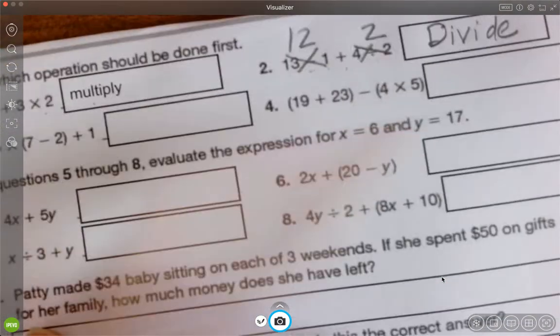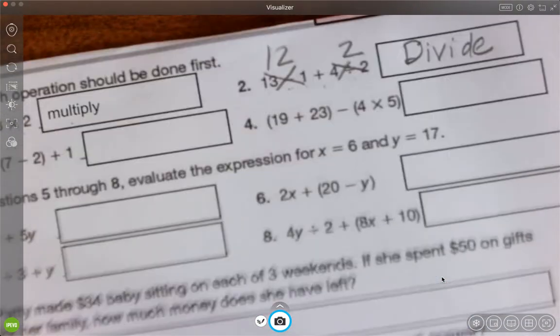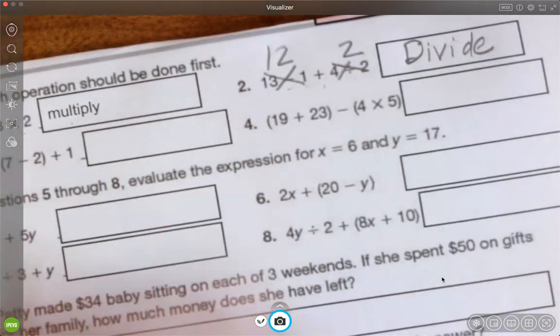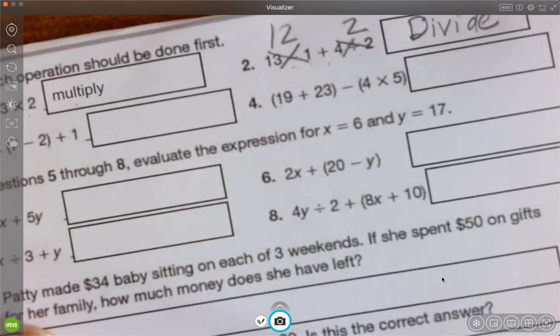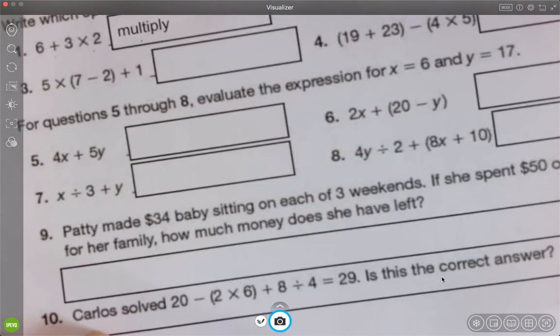So look at these two and decide, again, if you're going to do the parentheses first, you would write parentheses, right? Or you could write, in this one, there's only one operation, right? So now let's look at these down here because these are a little more challenging.